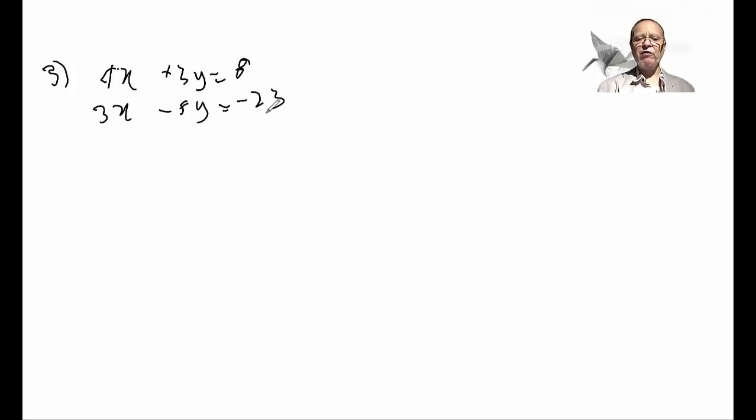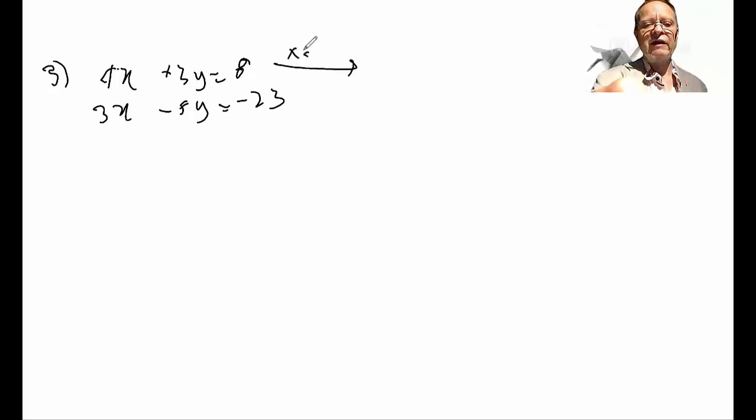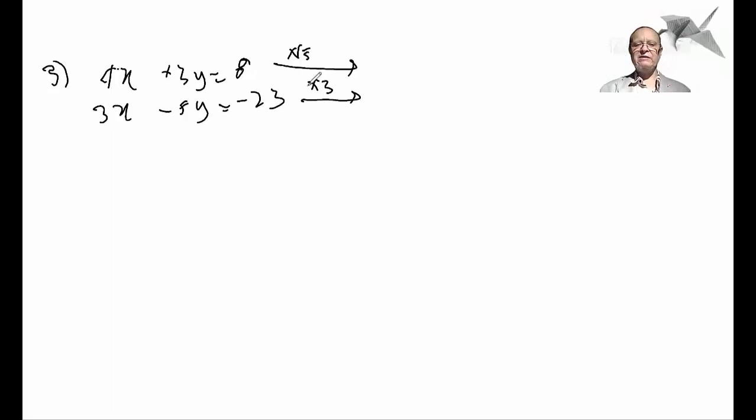So we have to figure out a way that it can drop out, so we have to find a way in which we can multiply the top and the bottom by something in order to get it to drop out. So what I'm going to do, I'm going to multiply the top one by 5 in order to get positive 15 in the y, and I'm going to multiply the bottom one by 3 in order to get negative 15, and that means I'm going to have the y drop out. So let's see if this is how it works out.